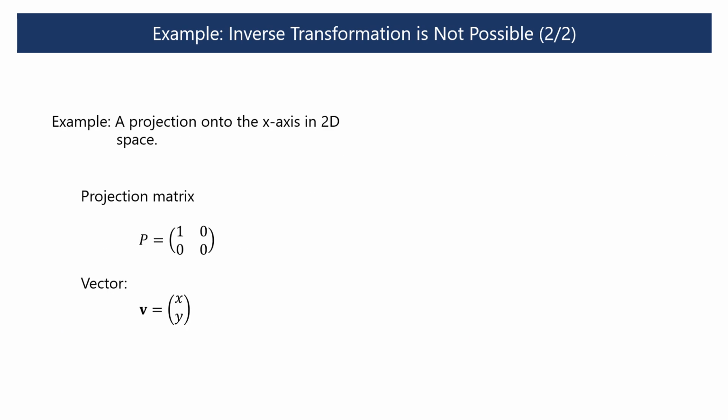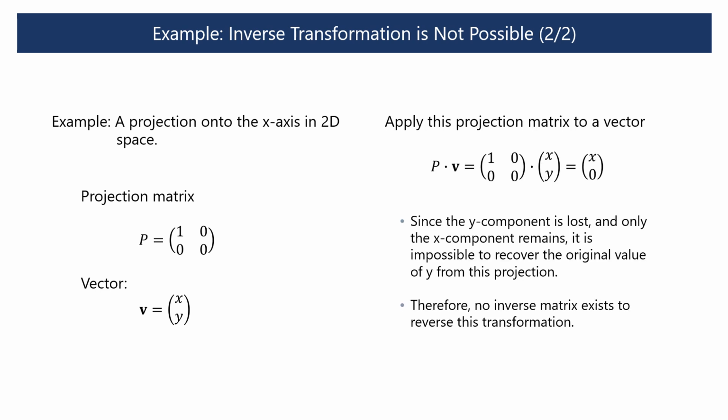Let's take the following example of a projection onto the x-axis in 2D space. This is the projection matrix P. If we apply this projection matrix to a vector, we get a new vector. Here, the y component is lost, and only the x component remains. As a result, it is impossible to recover the original value of y from this projection. Therefore, no inverse matrix exists to reverse this transformation.